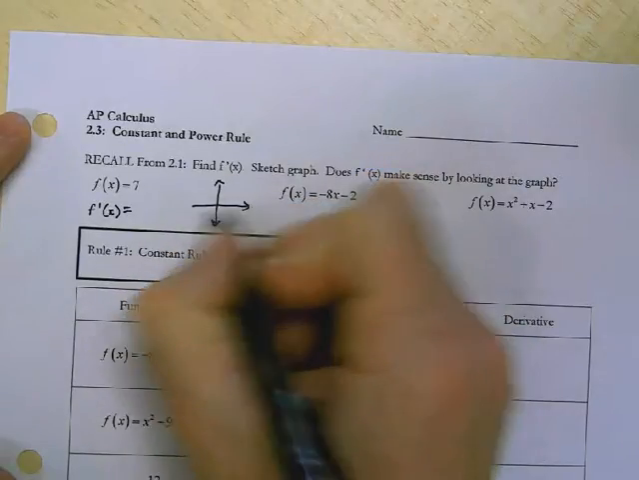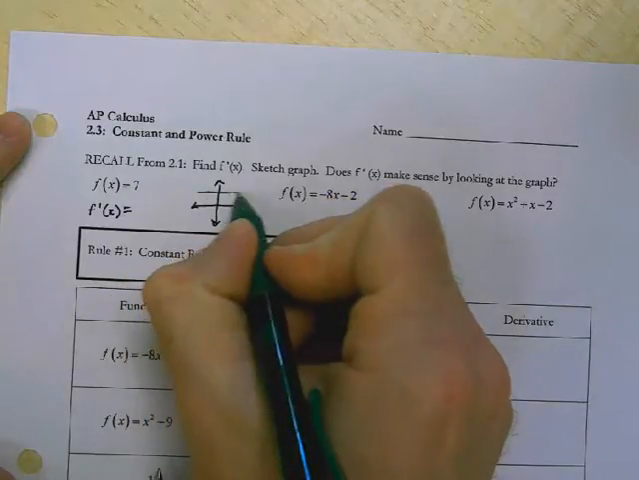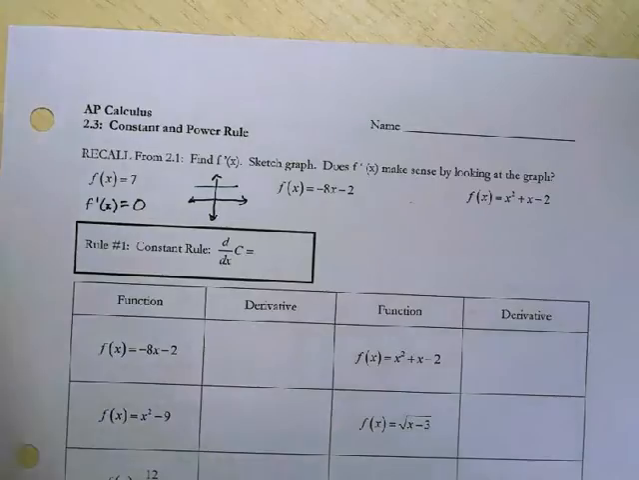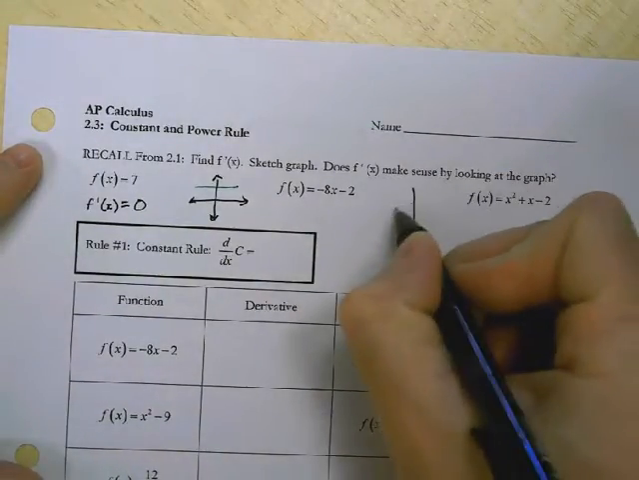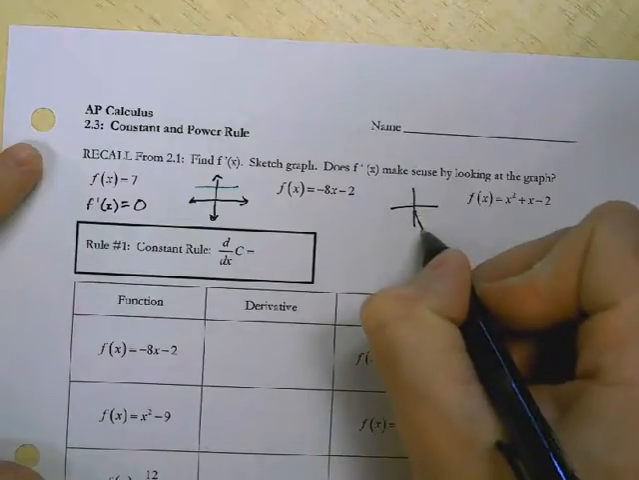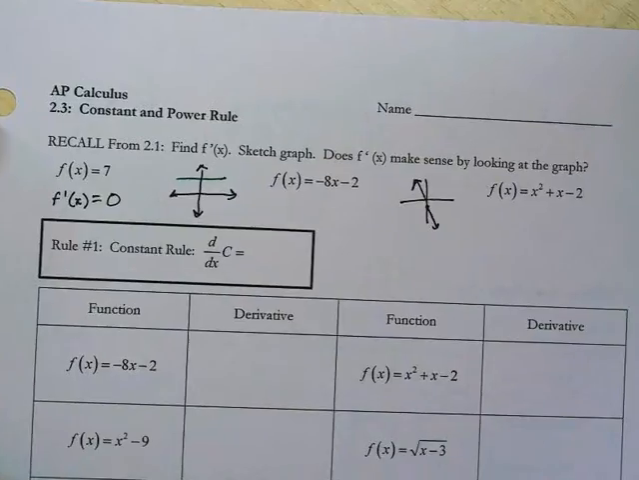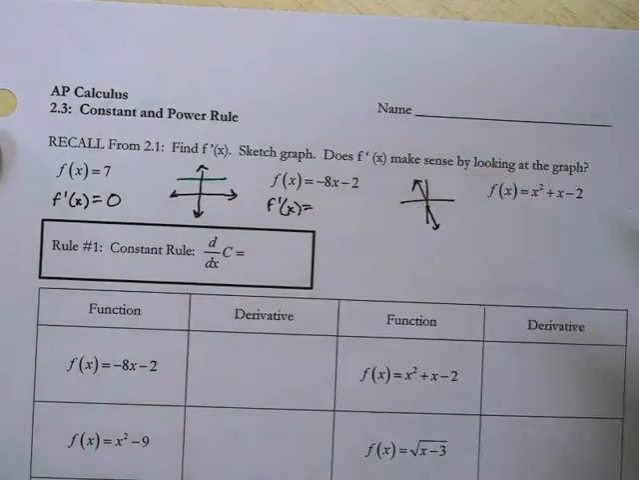Good. Alright, what does the graph look like of 7? Straight horizontal line, and what's your slope of that horizontal line everywhere? 0. Alright, look at the next one. Your graph looked like this. I hit at -2 and I went down very steep, so it's a negative slope and it's real steep. My derivative there, what's your slope always? -8, so that's my derivative.